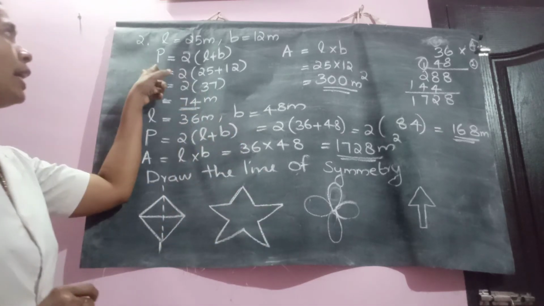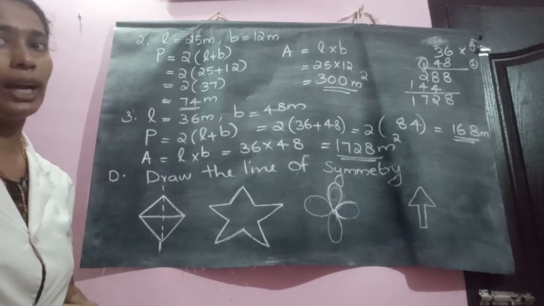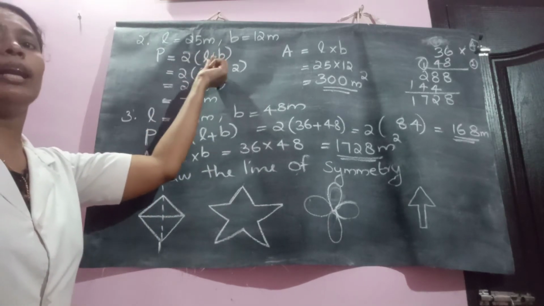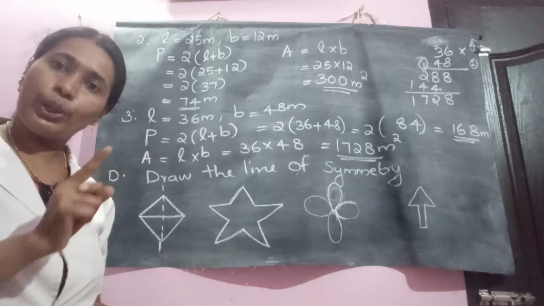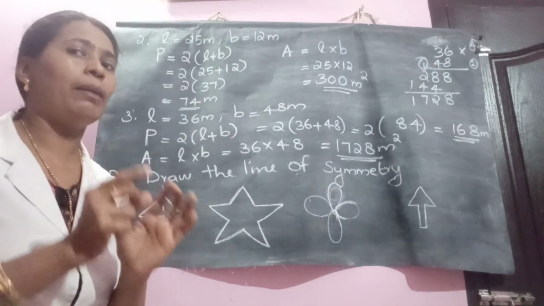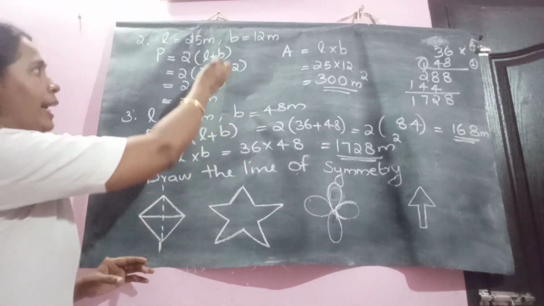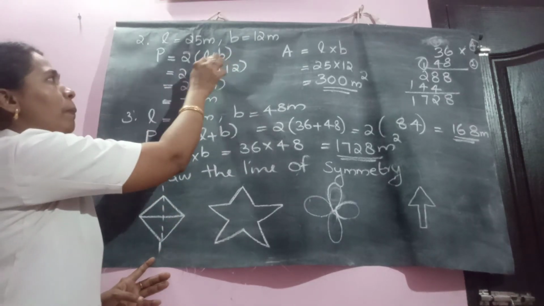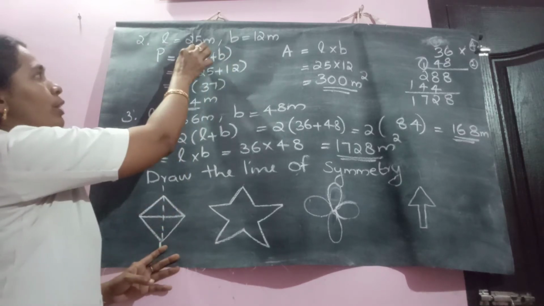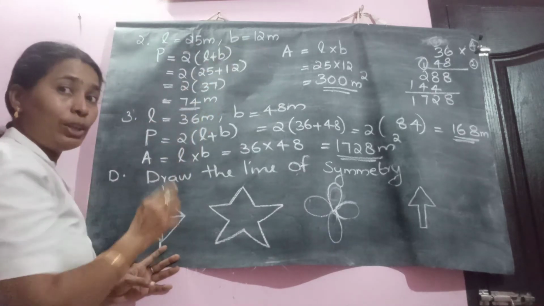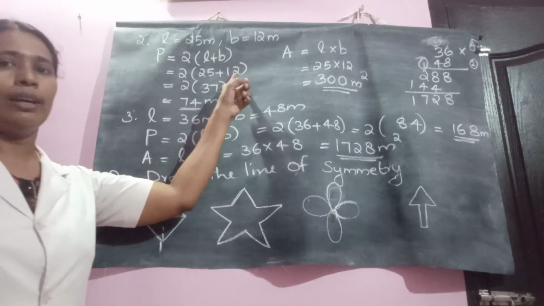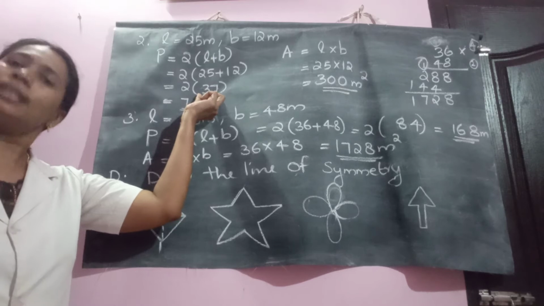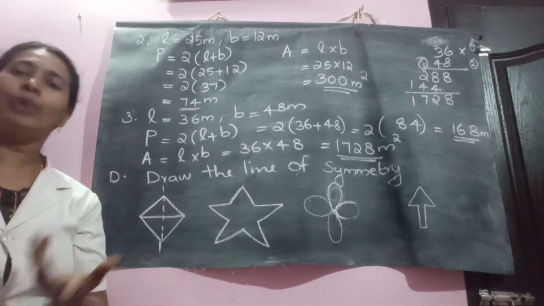So perimeter is equal to, what is the formula? 2 into, in bracket, L plus B. The teacher has replaced in the bracket; 2 has no change, 2 itself. Bracket L plus B, the teacher has written 25 plus 12. What is the sum of 25 plus 12? 37. Then 37 into 2, how much?